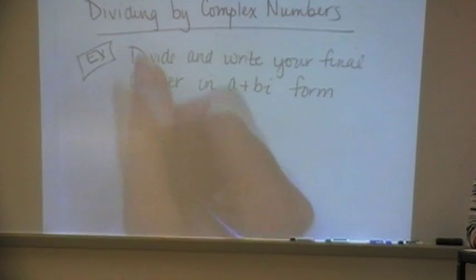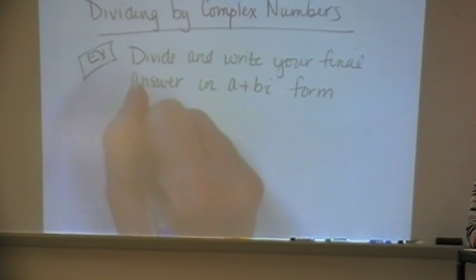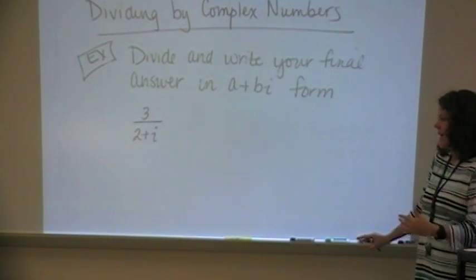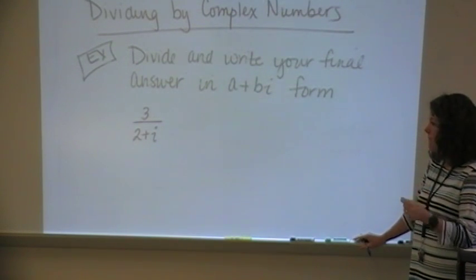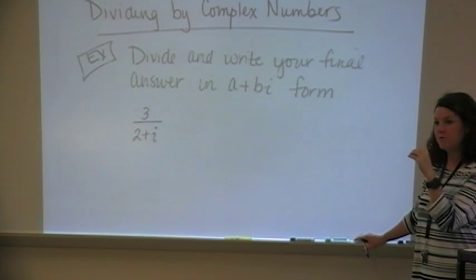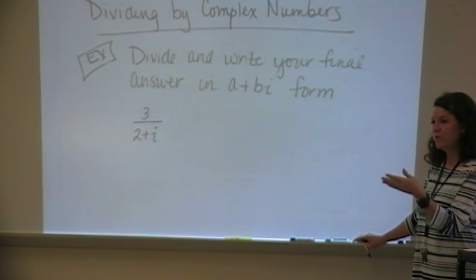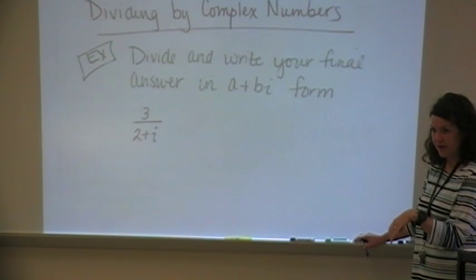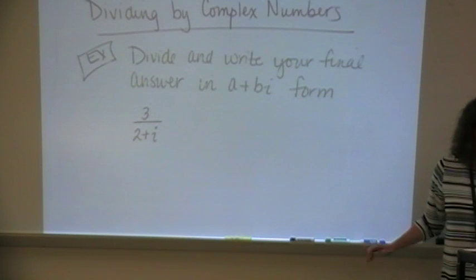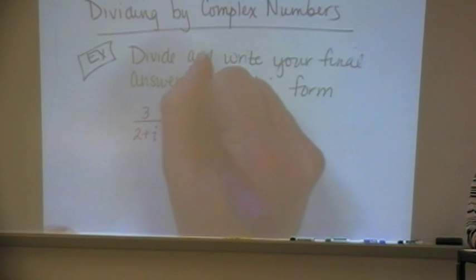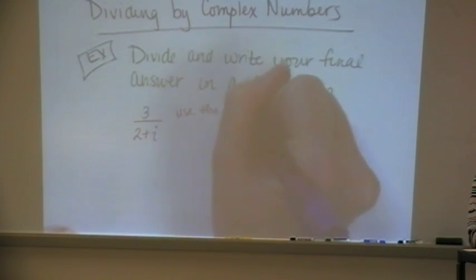Okay, so they're going to give you a problem, and it says I am supposed to divide and put this in a plus bi form. Well, first of all, I look at it and it looks like there's nothing I can divide. But you have to remember where an i comes from. An i comes from taking a square root. You cannot have a square root in a denominator. So you also cannot have an i in a denominator. So you have to fix that. And remember, we fix it by using the conjugate. So I'm going to write use the conjugate, and then I'll remind you what a conjugate is.